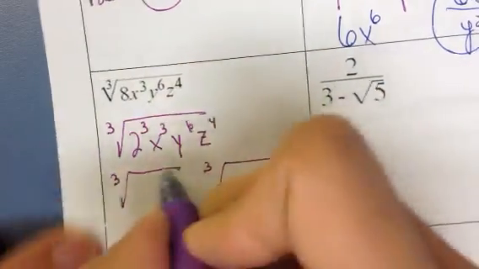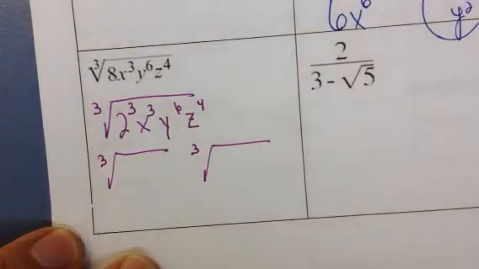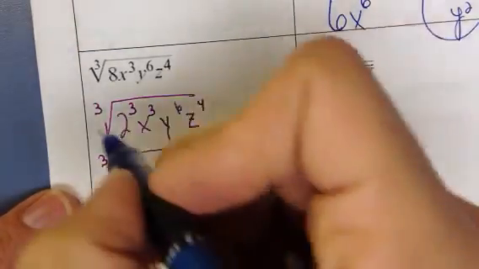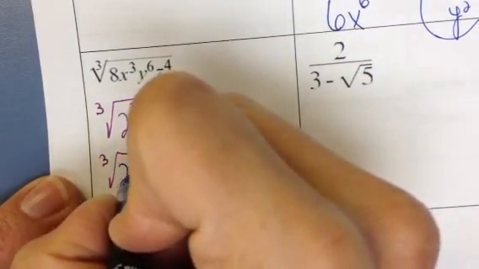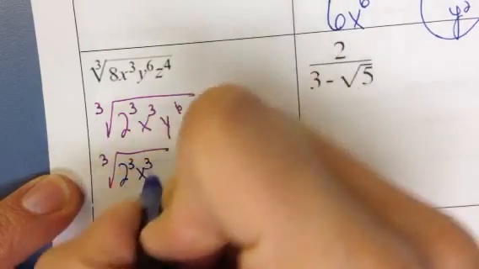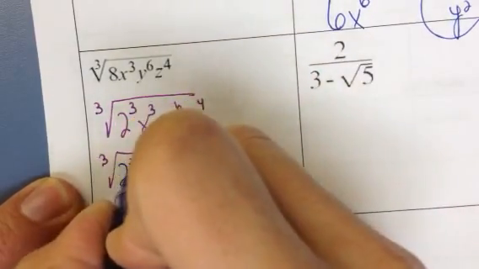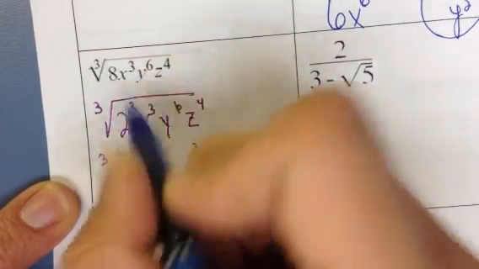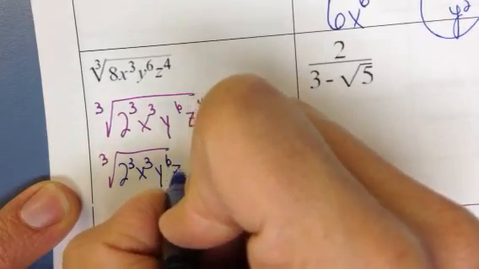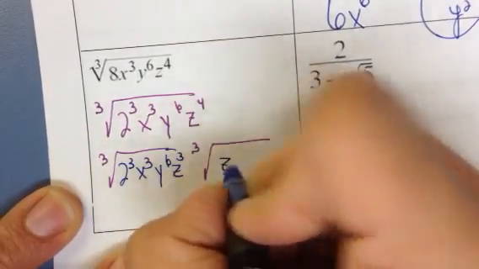Sometimes when we do this, we leave out the cubed. Try to bring it through so you remember which one you're working with. So all my 2's are perfect. All my x's are perfect. All my y's are perfect because 3 goes into their exponent perfectly. Now of my z's, 3 are perfect, but 1's not.